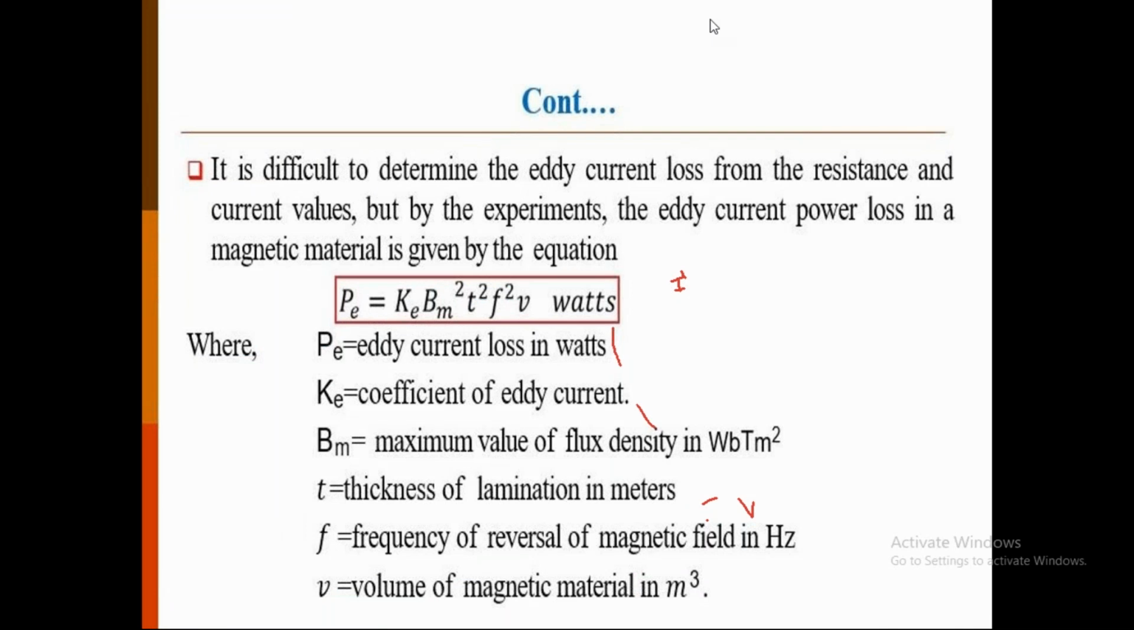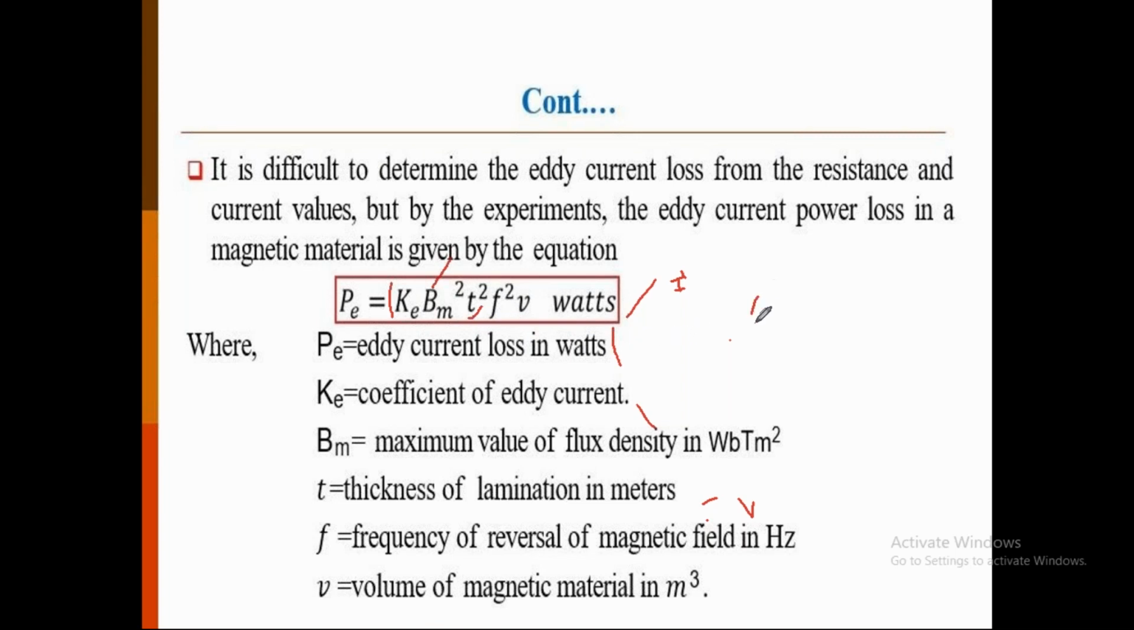Now you will see what is the formula for eddy current losses. P is equal to Ke Bm square T square F square V. So here Ke is the coefficient of eddy current, which also depends on the type of material. Bm is the maximum flux density, and T is the thickness of the material. So thickness, for example, soft అనుకోండి, దాని యొక్క thickness తక్కువ ఉంటుంది. సో ఎప్పుడైతే thickness తక్కువ ఉంటుందో లాస్ కూడా reduce అవుతుంది. And it depends on F, that is frequency, and V, volume. So this is the formula for eddy current losses. Just note this: Ke Bm square T square F square V.